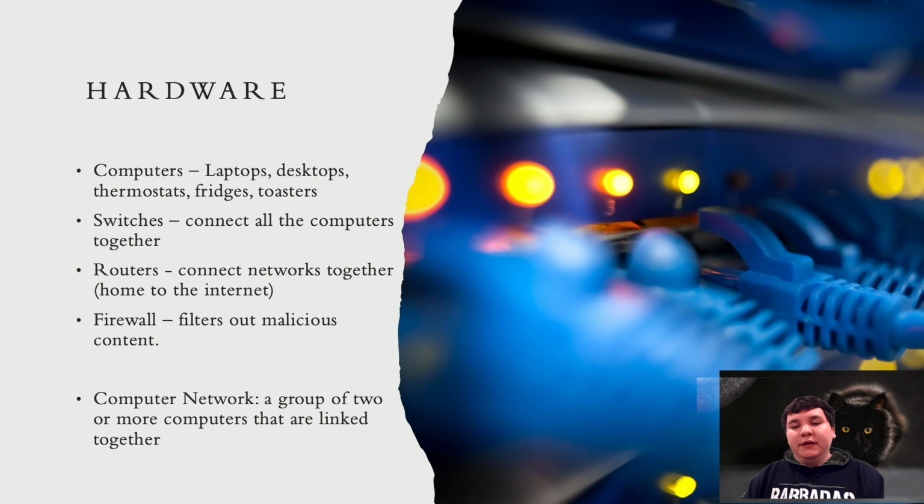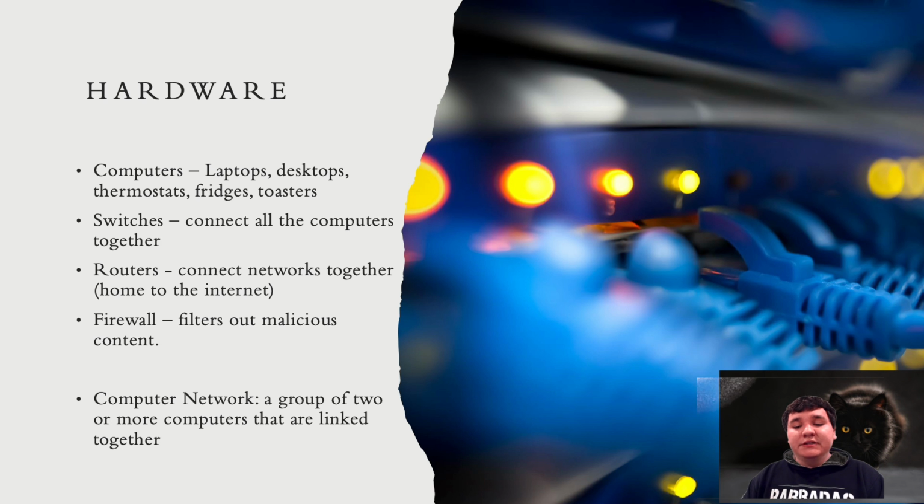So there are four main hardware components of a network. There are the computers, so the laptops, desktops, thermostats, fridges, toasters, everything that's connected to the internet. Everything is connected to some form of switch, which connects all the computers together. Then there's the router, which connects networks together. Typically, it's just from the home to the internet. And then last, there is a firewall, which is a filter, which filters out malicious content.